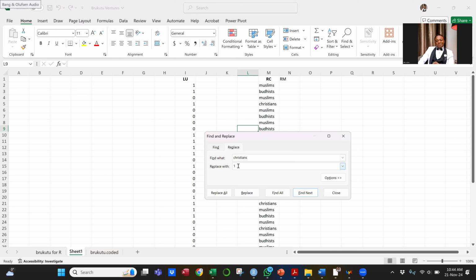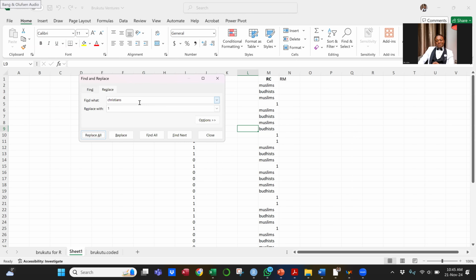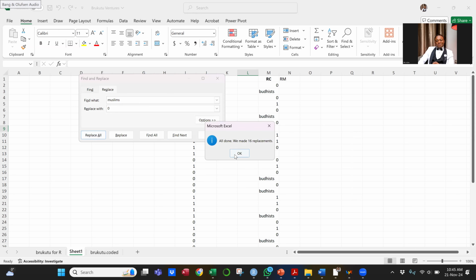Okay, Christian is going to be 1. Every other thing is going to be 0 for that column. So here you indicate that everything under Christian should be 1. So you click replace all. 12 of them are replaced. Okay, then everything else becomes 0 for that Christian column. So here you go and change and do for Muslims, and then replace Muslim, code it as 0. So everything under Muslim will be 0. Okay, that is also done.